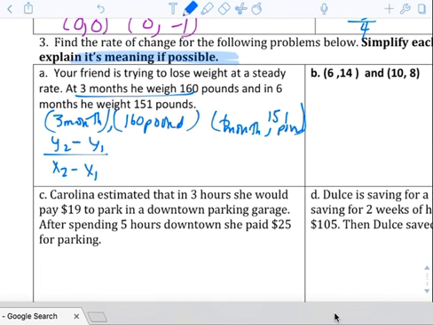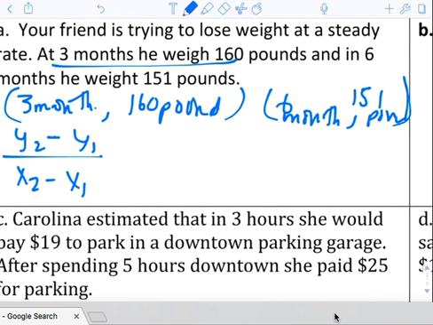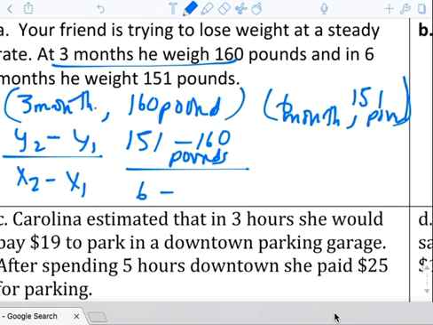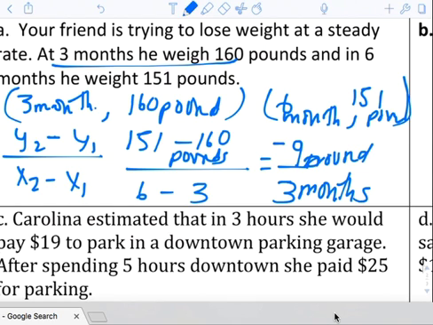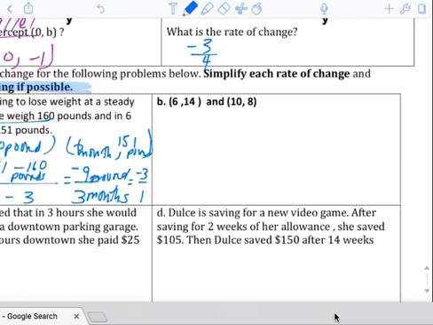This has a meaning. The y's are the pounds. The x are the months. So this is 151 pounds minus 160 pounds all over 6 months minus 3 months. So this is negative 9 over 3 pounds. So he's losing 9 pounds every 3 months, or he's losing 3 pounds every month. That's what it means. If you write smaller, it would help.